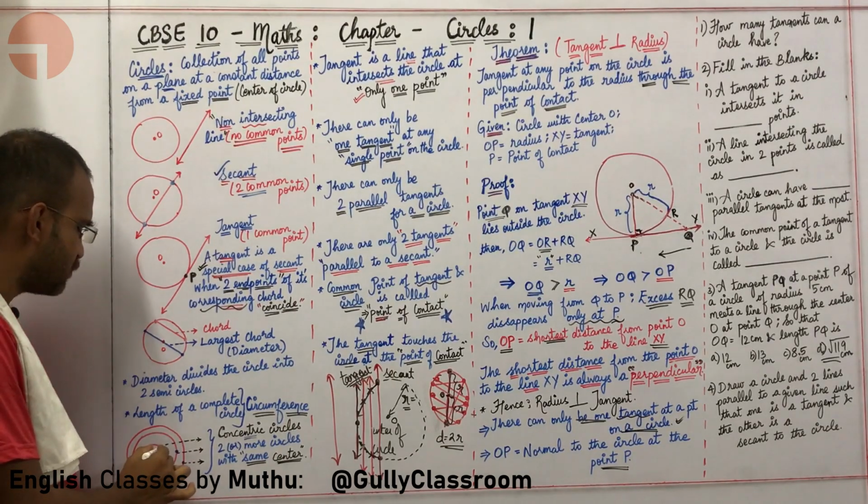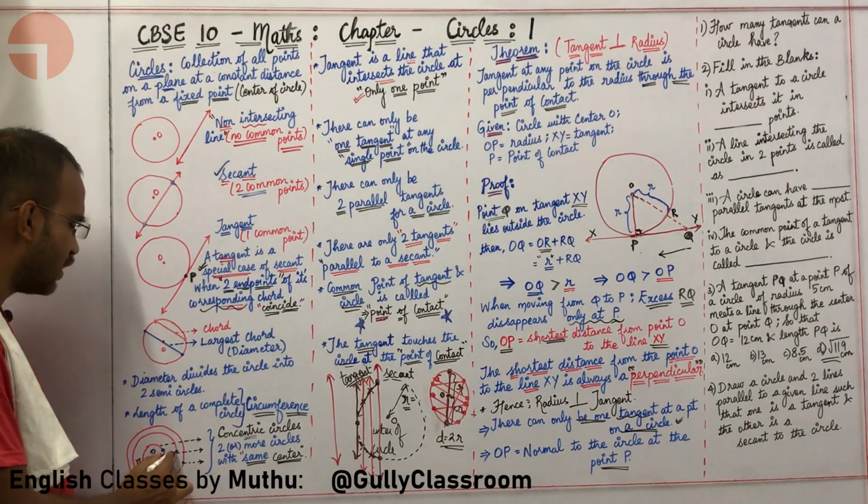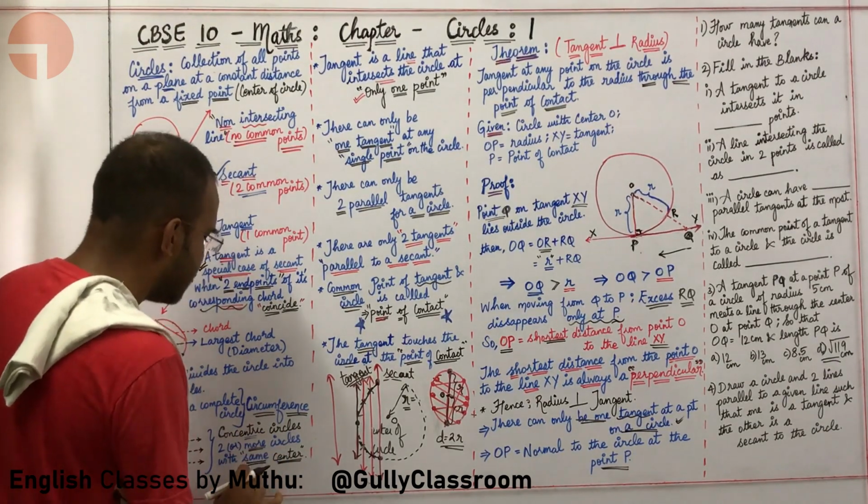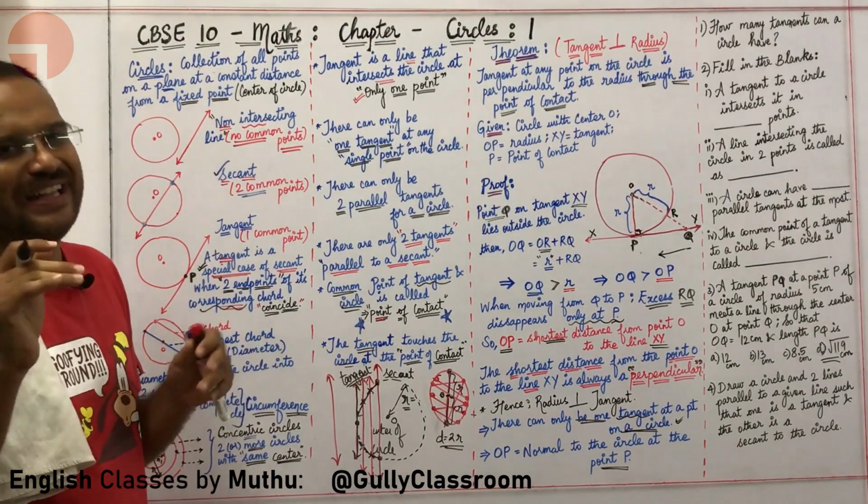In this case, the first circle has radius r1, the second circle has radius r2, the third circle has radius r3. Here the concentric circles are two or more circles which have the same center but different radii.